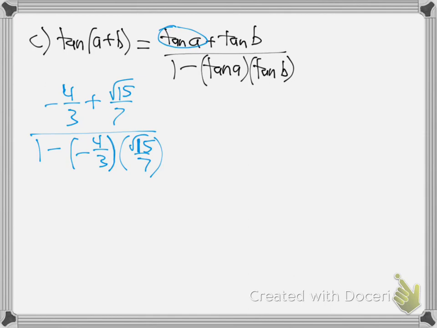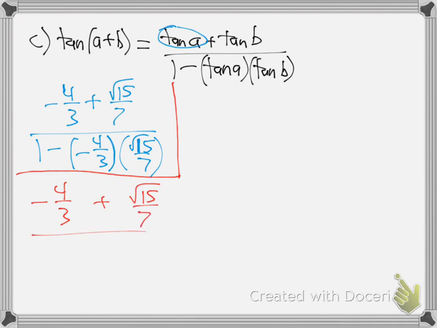Here, let me do this. Let me take it slowly. I'll bring it down to here, line by line. So there's the first step. It's a big mess. So then I'm going to come down to here. Minus 4/3 plus root 15 over 7, all over 1. Double negative here, it's going to become plus. And I'm going to multiply these two. So that'd be 4 times root 15 over 3 times 7, 21.